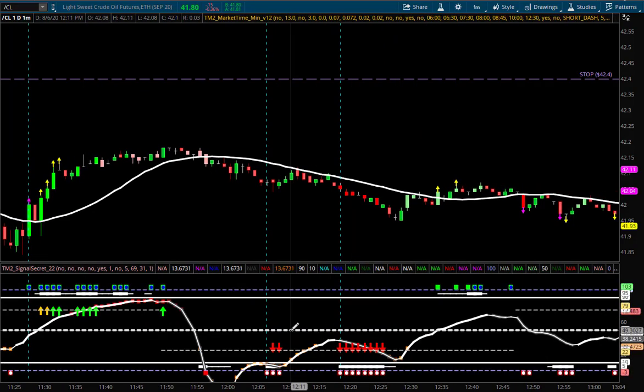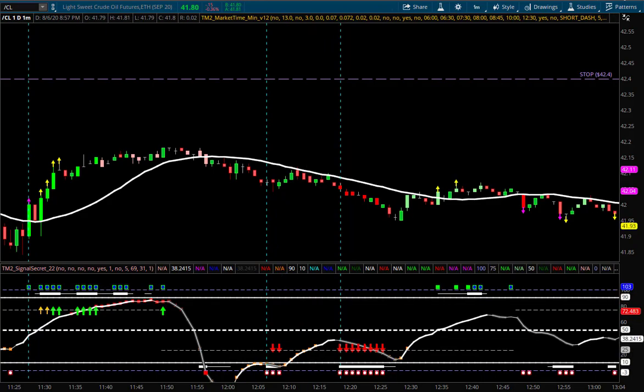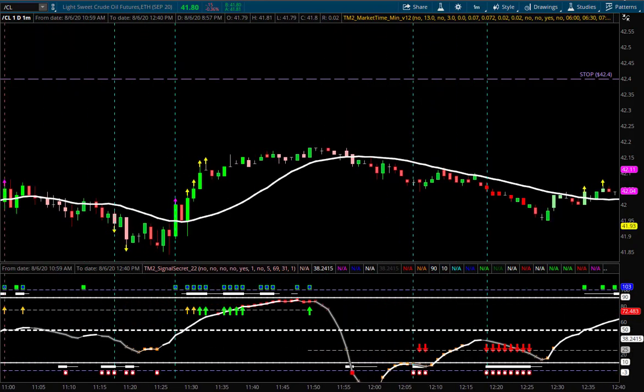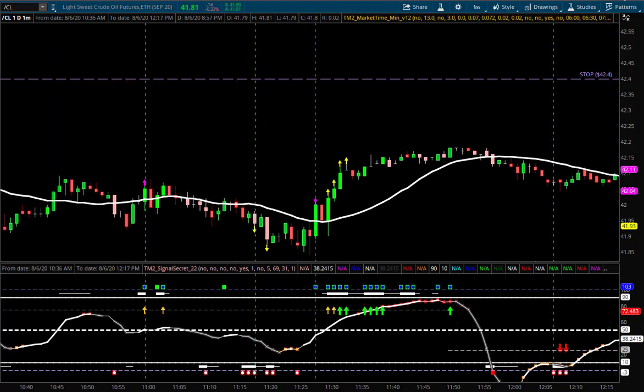Okay, so I wanted to introduce this to you, that the TM2 system has the ability to deliver the trade indications for the CL contract.